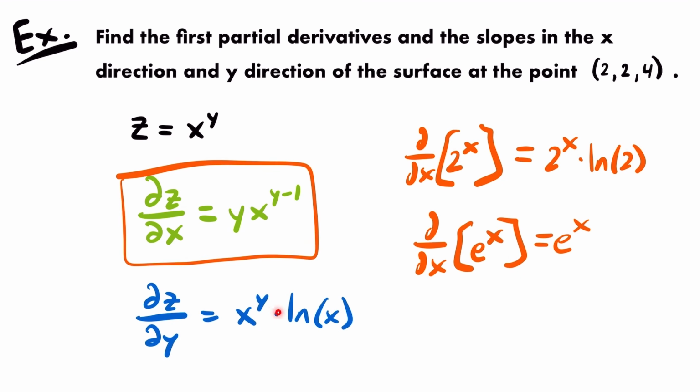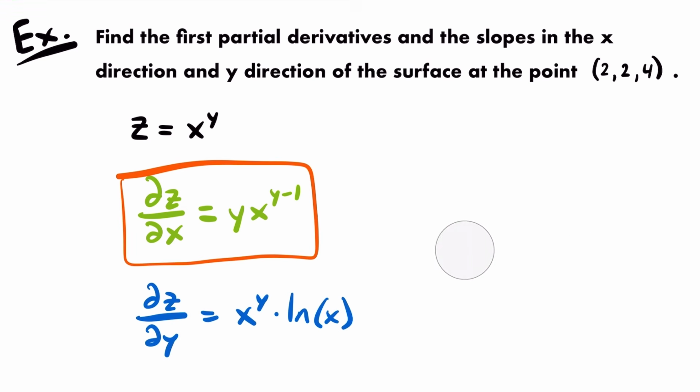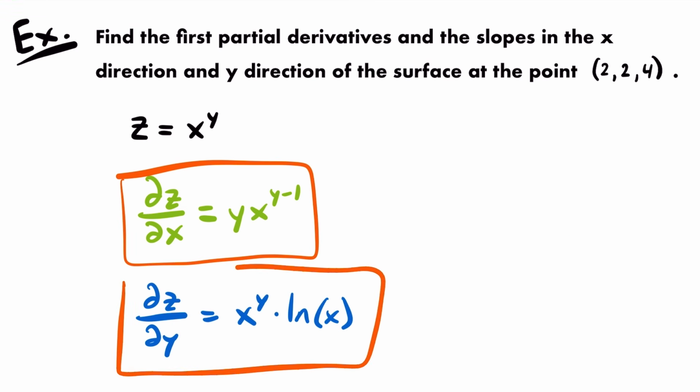All right, so that is how we take the derivative of an exponential function, which is what we would have here if we're treating x as a constant. All right, so our answer is correct. This is the partial derivative with respect to y for this surface.